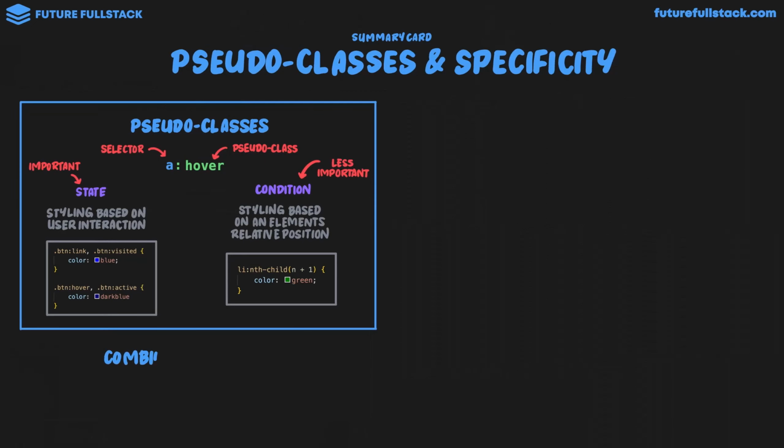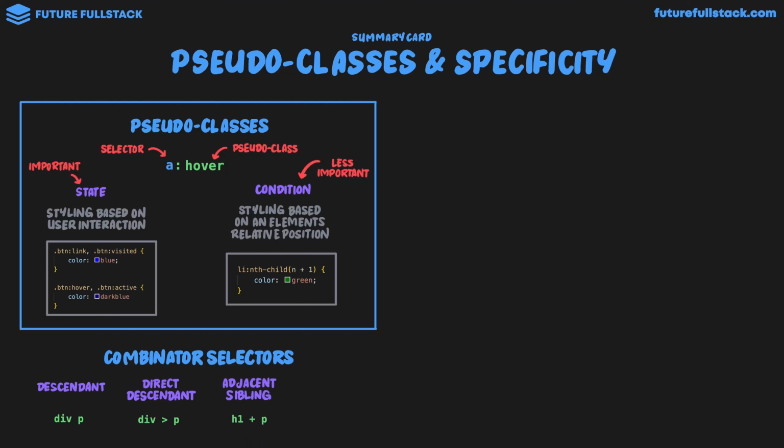We looked at combinator selectors. We saw there were 4 different kinds of combinator selectors. We had the descendant selector, where we use 2 selectors separated by a space. We had the direct descendant selector, where we have 2 selectors separated by a right angle bracket. We have the adjacent sibling selector, where we have 2 selectors separated by a plus symbol. And we had the general sibling selector, where we have 2 selectors separated by a tilde symbol.